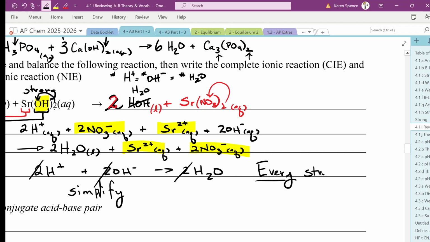Well, what if it forms a precipitate? Oh, then you'd get a precipitate.